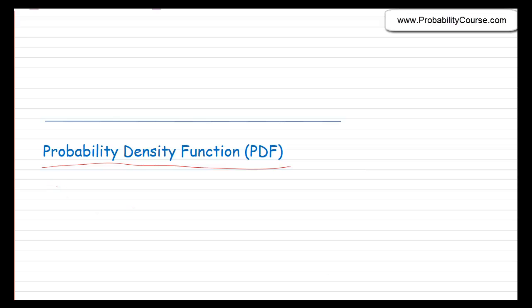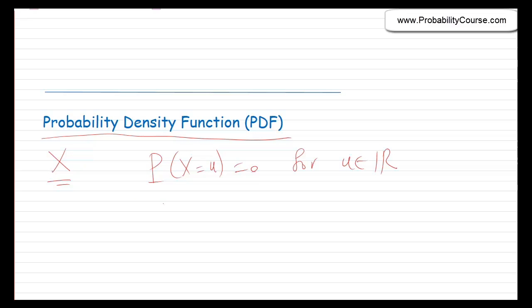So consider a continuous random variable X, and we know that the probability that X equals u is going to be 0 for any u. But we can look at the probability that X is larger than u and less than or equal to u plus delta. This probability can be non-zero, but it goes to 0 as delta goes to 0. So if delta becomes a very small value, then this probability becomes smaller and smaller and goes to 0.